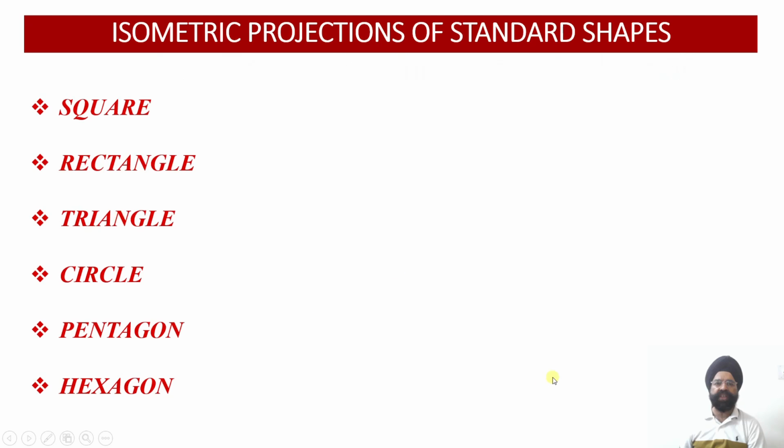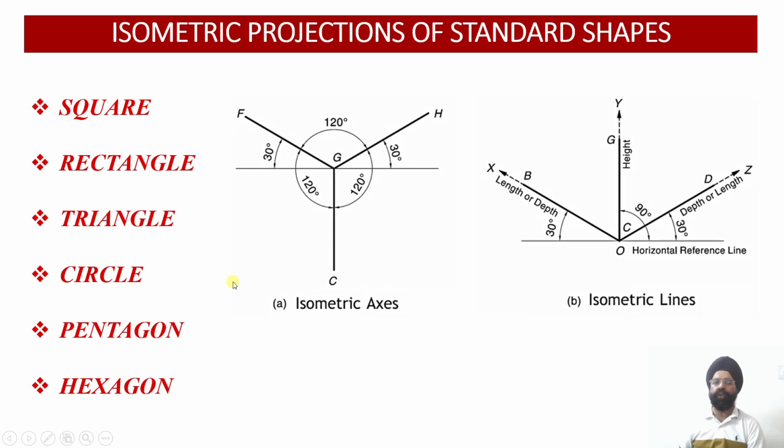Now today's discussion will be about the isometric projections of the standard shapes, and these basic shapes will be used to draw different types of solids in engineering drawing. These basic shapes include square, rectangle, triangle, circle, pentagon and hexagon. So these basic shapes we are going to draw in three orientations.